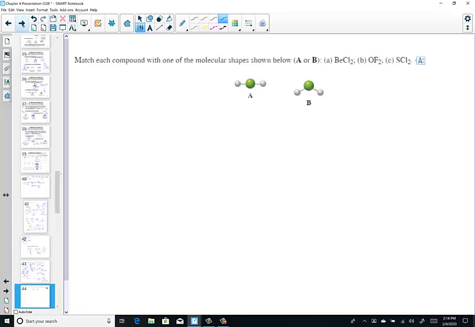Here we have an example where we're trying to match the molecular shapes of the compound. So letter A, just so you can see that it has a 180-degree bond angle, we would call this linear. And letter B is giving us a bent molecular shape, just to kind of see what that would look like. Bent of about, what was that, 105-degree bond angle. So this story problem is asking, when I look at a compound's formula, BeCl2, OF2, SCl2, notice these all are composed of 3 atoms.